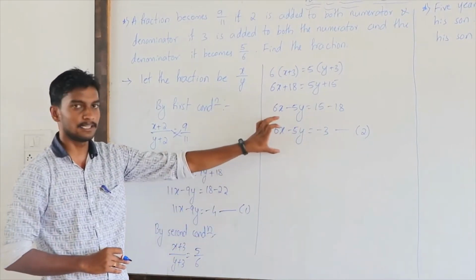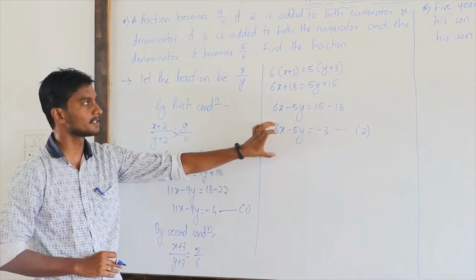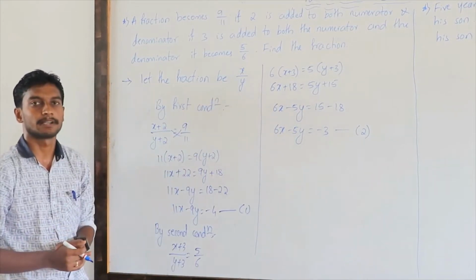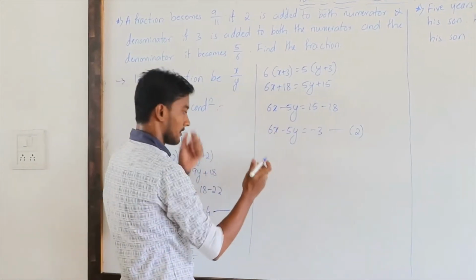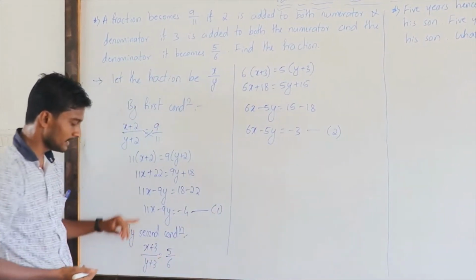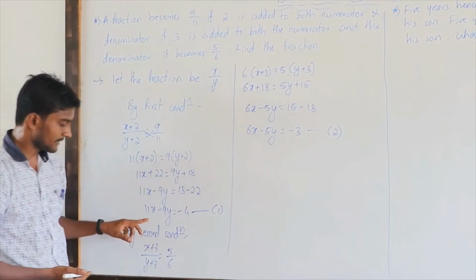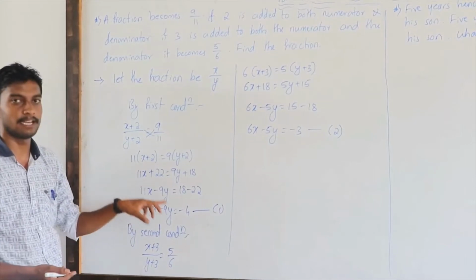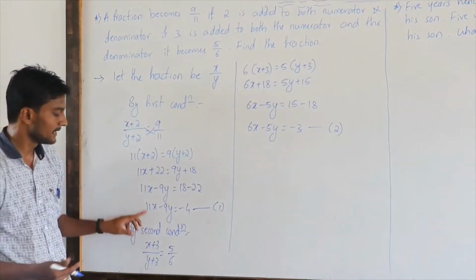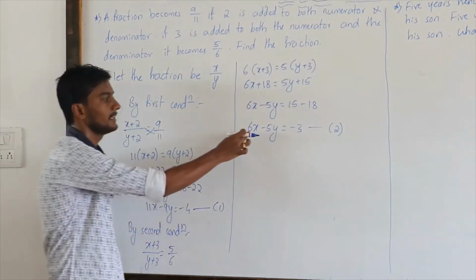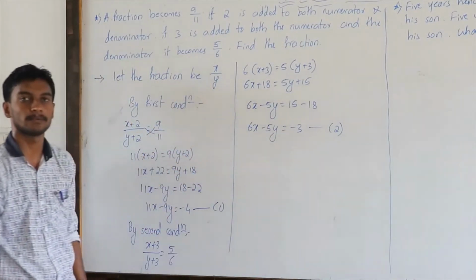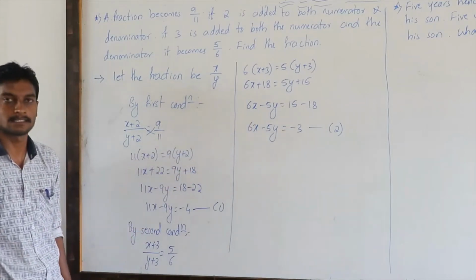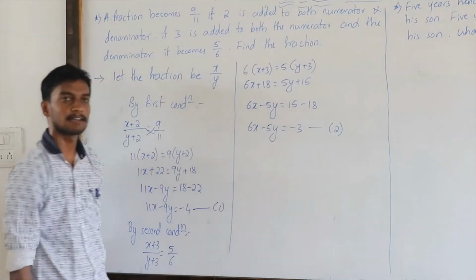After solving these, the x value is the number in the numerator and the y value is the number in the denominator. So we have to solve that problem. Observe equation 1 and equation 2. By the substitution method, as I told you before, you have to check which variable has the smaller coefficient. Here it is 11, minus 9, 6, minus 5. Among 11, 9, 6, 5, the smallest coefficient is 5. So consider equation number 2.